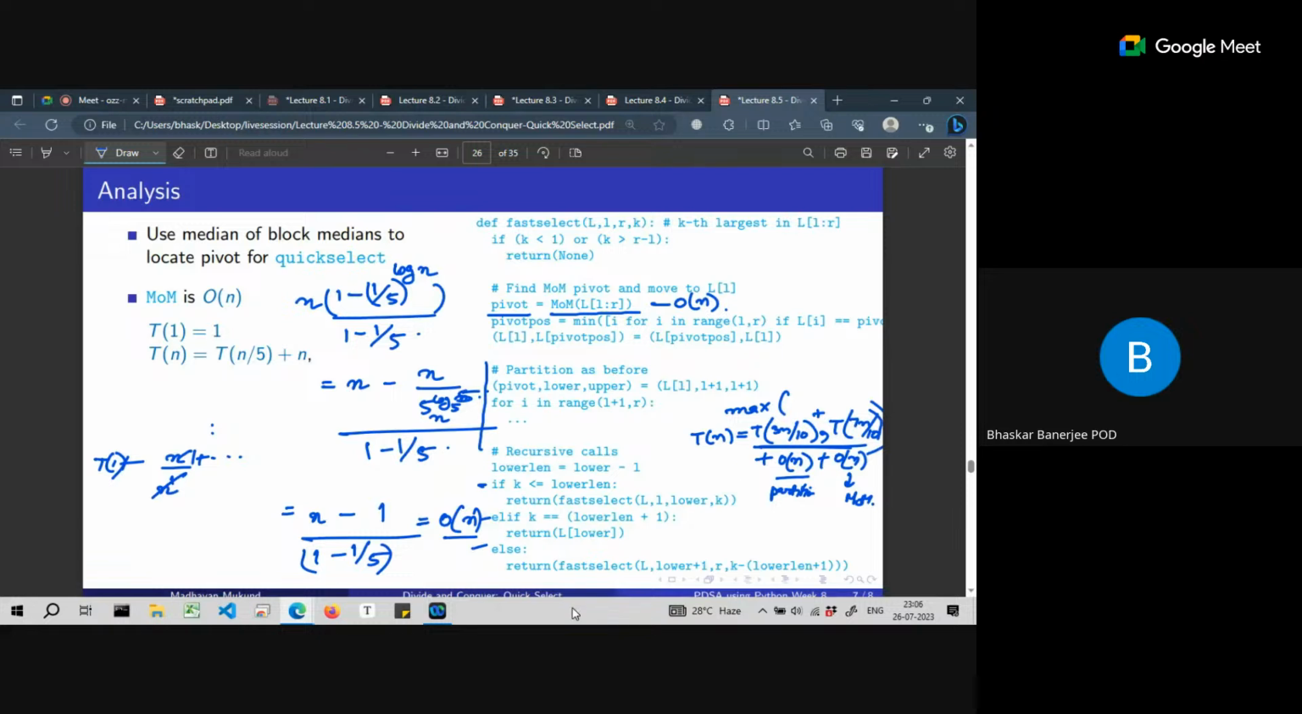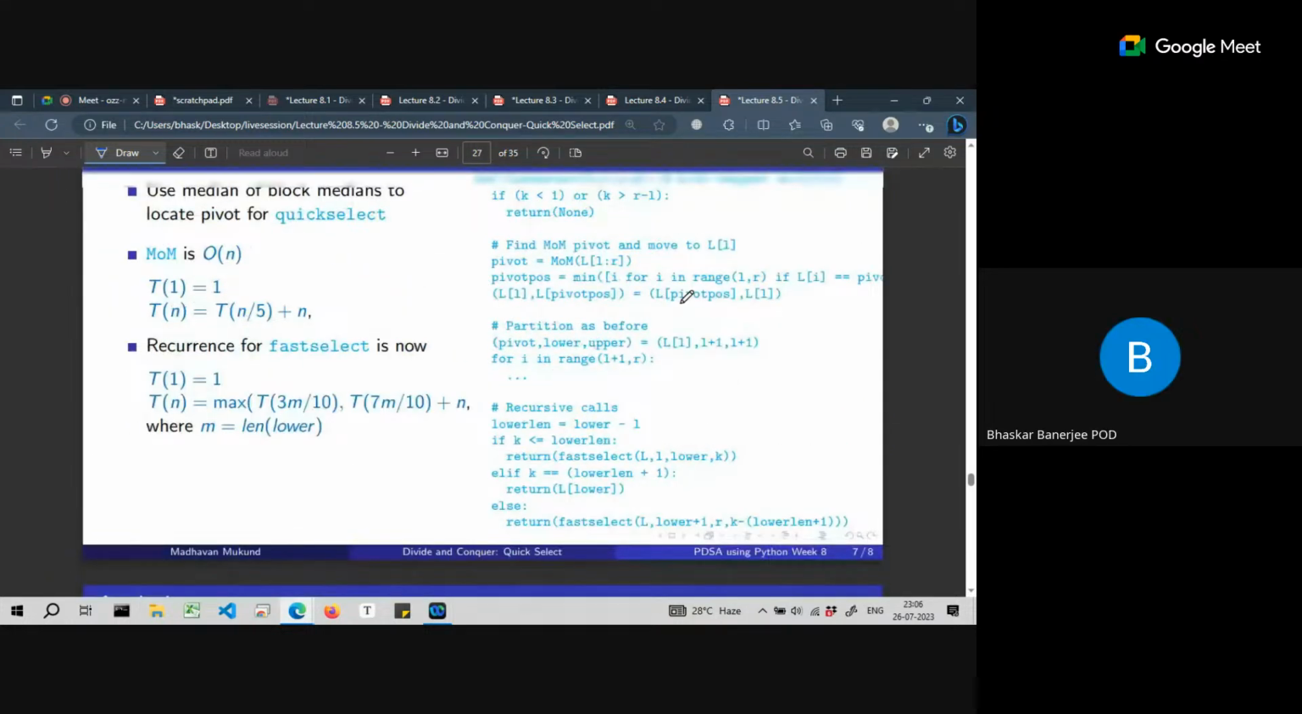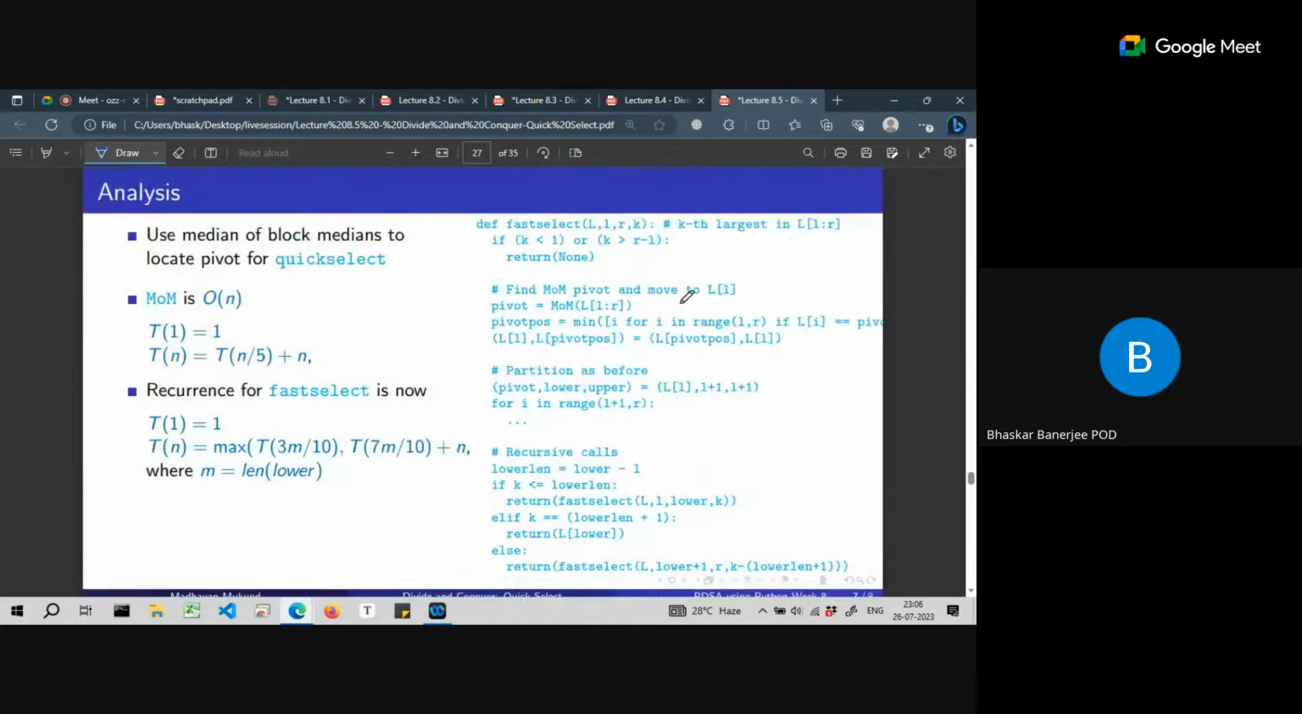Fine. So that's it. This is the difference. To solve it, we can just take. No, you cannot solve this max part. Okay, I mean, you can solve it, obviously. Here it will be 3n by 10, no? Instead of 3m by 10, because m is considered to be the length of the lower. Yeah, exactly.